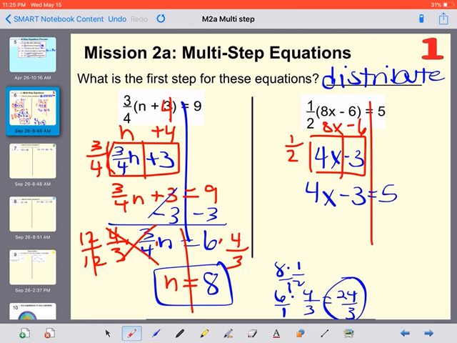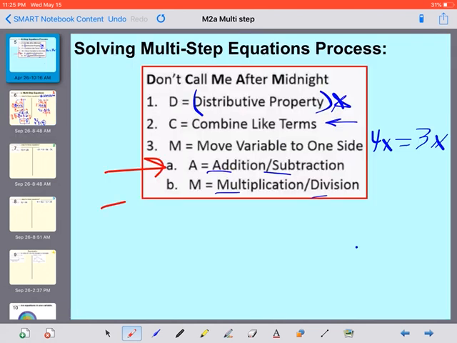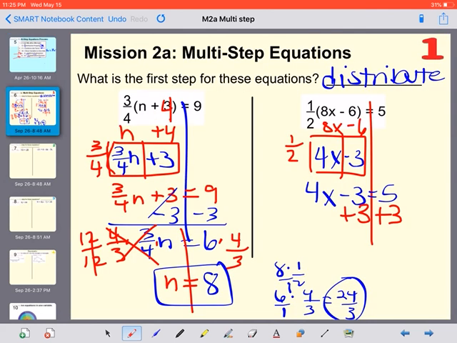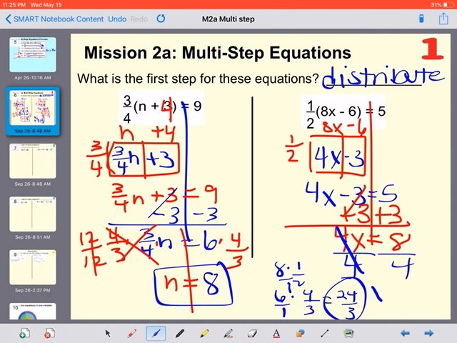So to get rid of adding and subtracting first, we're going to add 3 to both sides. This is this bottom step here, we're getting rid of adding and subtracting, then multiplying and dividing. We have 4x equal to 8. And then the opposite of multiply is divide. Divide by 4. And we get x equals 8 divided by 4, which is 2.